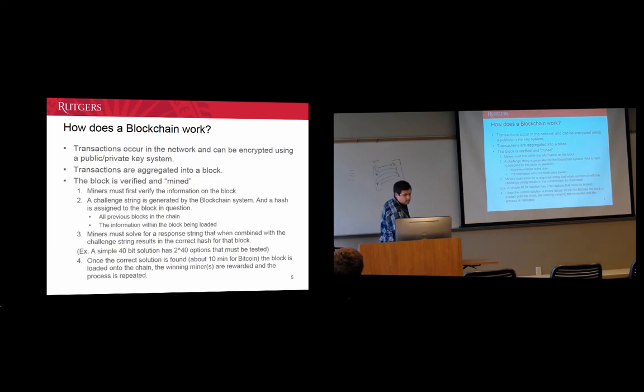So what happens next? Then the blockchain issues what's called a challenge string to the miners. And the challenge string is a problem that needs to be solved by the people using the blockchain who want to mine. So this is what's called a proof of work. Right? This is what's called proof of work.